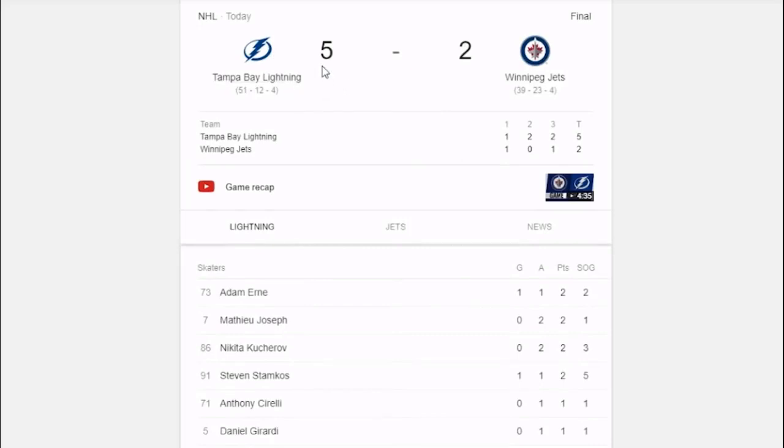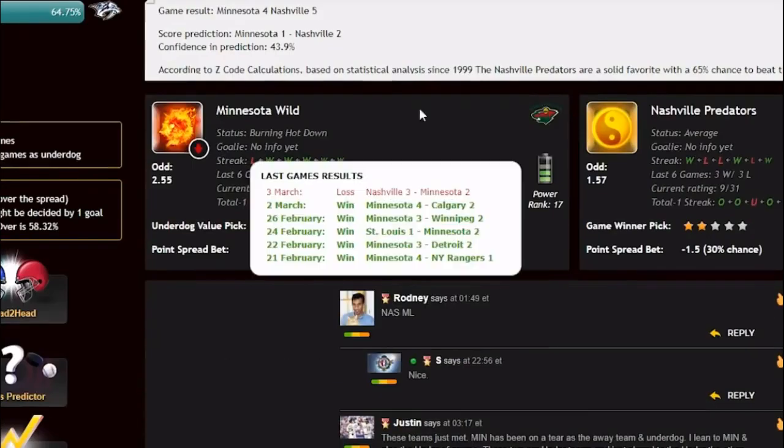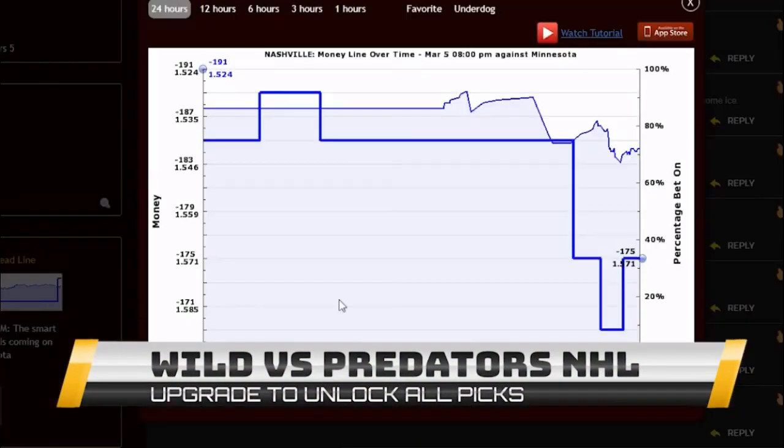And the result is Tampa Bay winning 5-2. So this was a really easy win for Tampa Bay, and the line prediction came true again. Looking at our next game, it is the Minnesota Wild against the Nashville Predators. Now let's see what we have here.